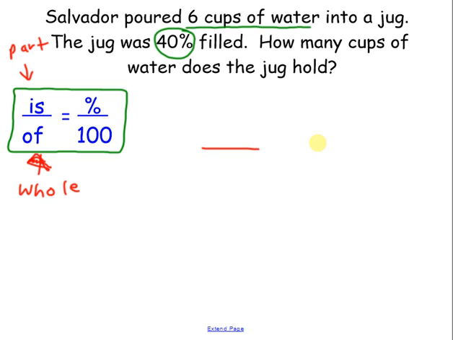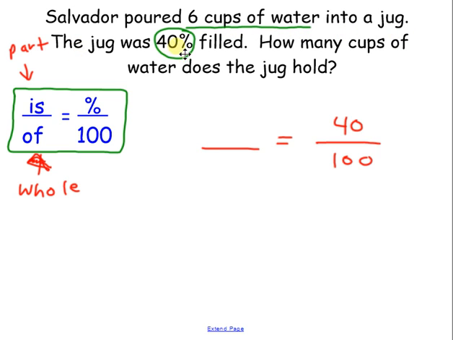So we're going to set up our fraction bar, set them equal to each other. 100 is still our freebie. Our percent 40 still goes in the same spot. Now the question is this 6 the part or the entire thing? Well, let's read it again. Salvador poured 6 cups of water into a jug.